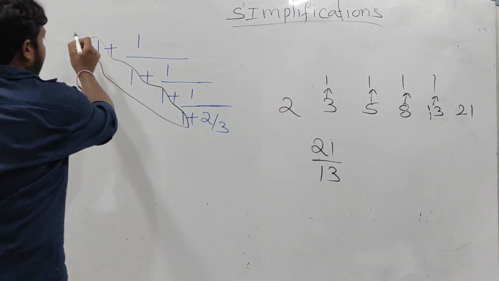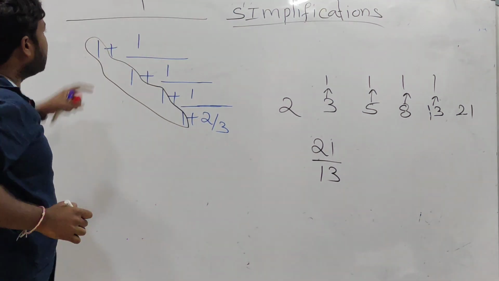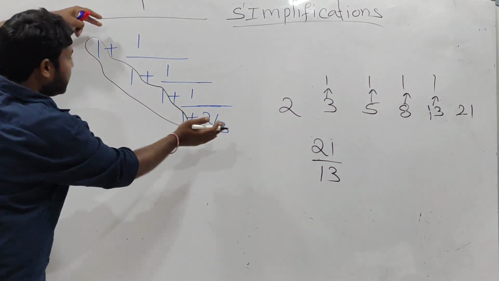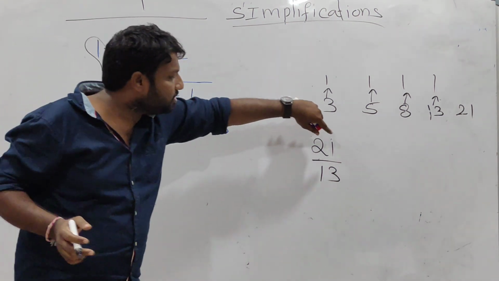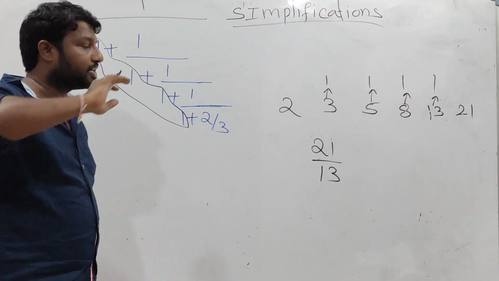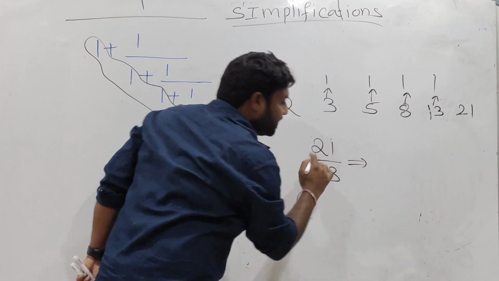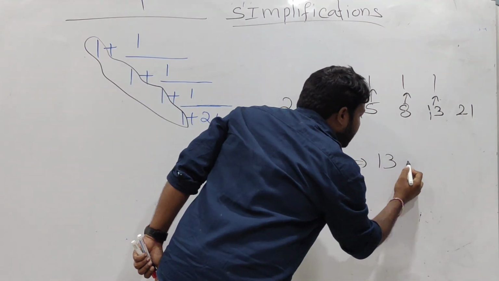Now suppose there is a 1 by this value at the end. What will the answer be? Up to here you calculate, 21 by 13 came. The answer is 21 by 13. But 1 by this answer means the inverse. So that will become 13 by 21.